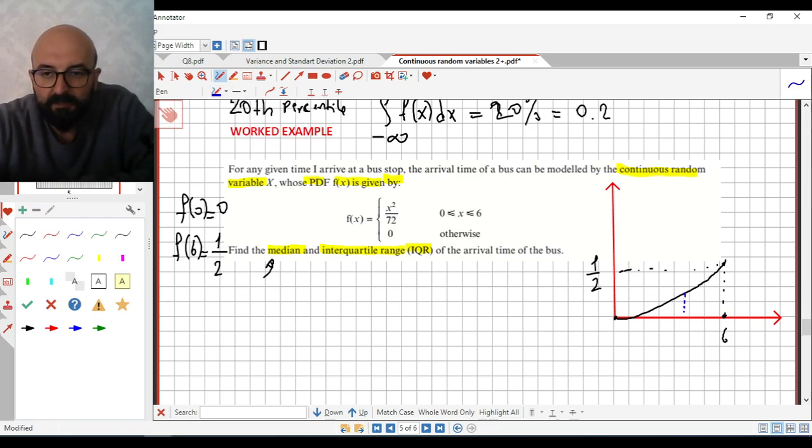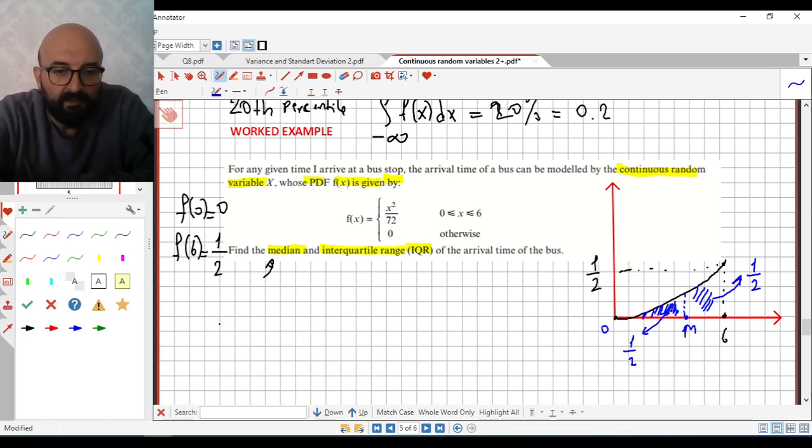The median might be here, where this area equals 1 over 2 and this area is 1 over 2. So this point is the median. This area should be 1 over 2, and this area should be 1 over 2.